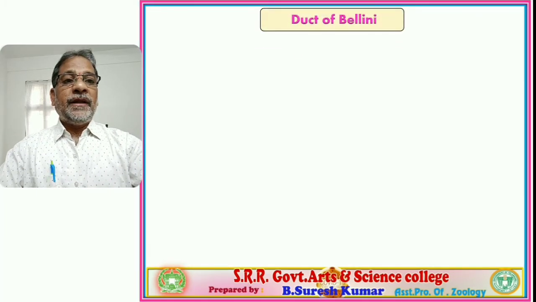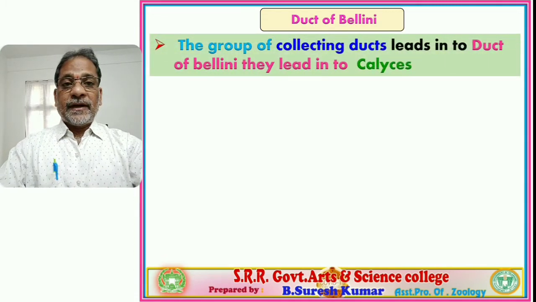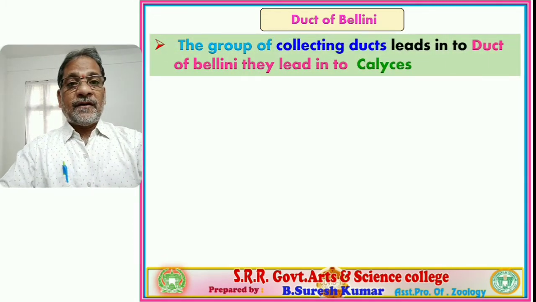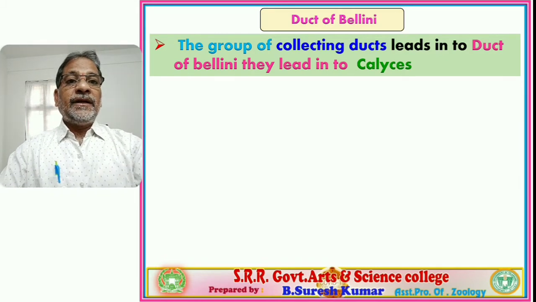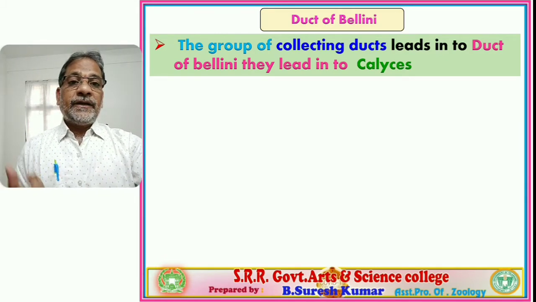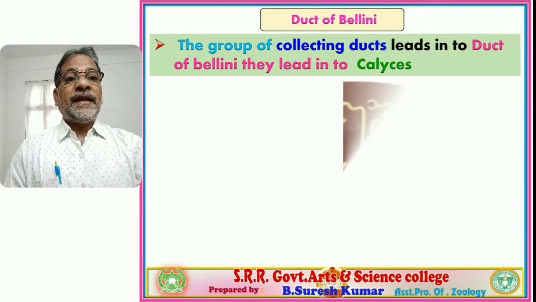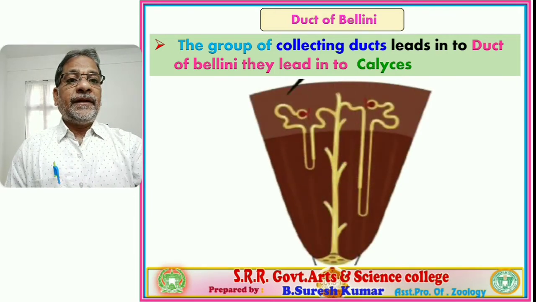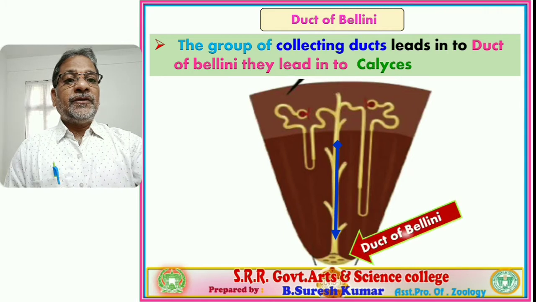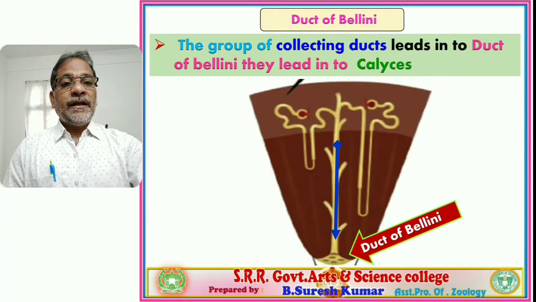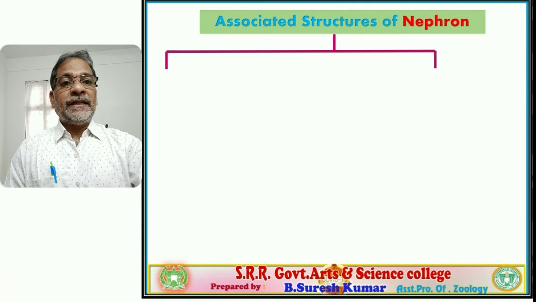Right, the duct of Bellini. All the groups of collecting ducts of various nephrons directly open into a wider tube that is called the duct of Bellini. It leads into the calyces of the renal pyramids. You observe, so this is the collecting duct, and on either side of the collecting duct various groups of collecting ducts are there. They lead into a wider tube that is called the duct of Bellini, which leads into the calyces.